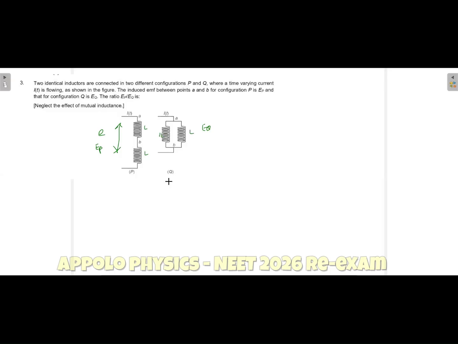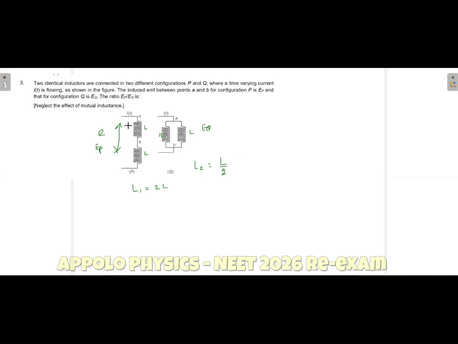You should know this well: when they are connected in series, just like resistance, the effective inductance will be equal to 2L. Here they are in parallel, so the effective inductance will be L1 into L2 divided by L1 plus L2, that is, 1 by L plus 1 by L, which is equal to 2 by L; taking the reciprocal, L by 2. In other words, the R1 R2 divided by R1 plus R2 formula. So L into L divided by L plus L, that is L squared by 2L. So L by 2 is the total inductance in this case.